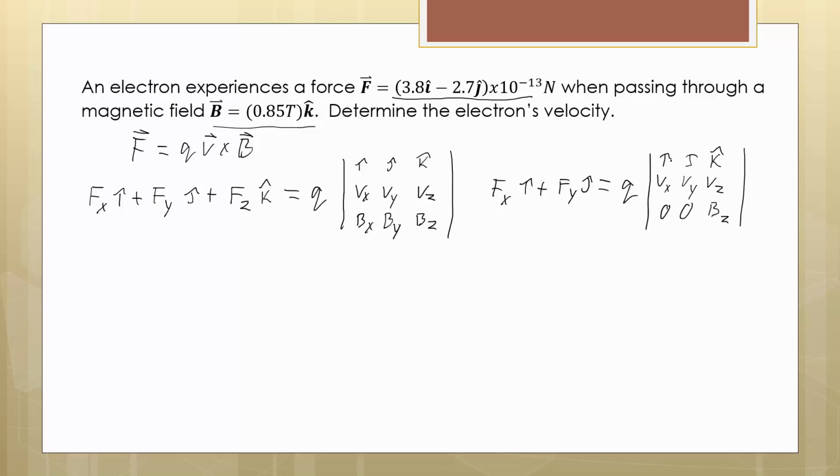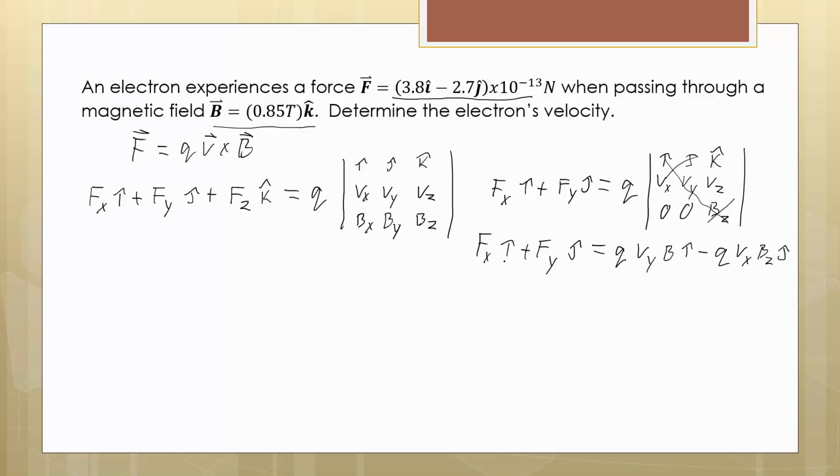At this point, we can think about what's going on with this determinant. Only two terms will not be 0, the term going this way and the term going that way, if you remember how those determinants work. So we'll write that out, plus, and that's going to give us q times Vy Bz in the i hat direction, minus, because you subtract the other terms in this determinant, minus q times Vx times Bz times j hat.